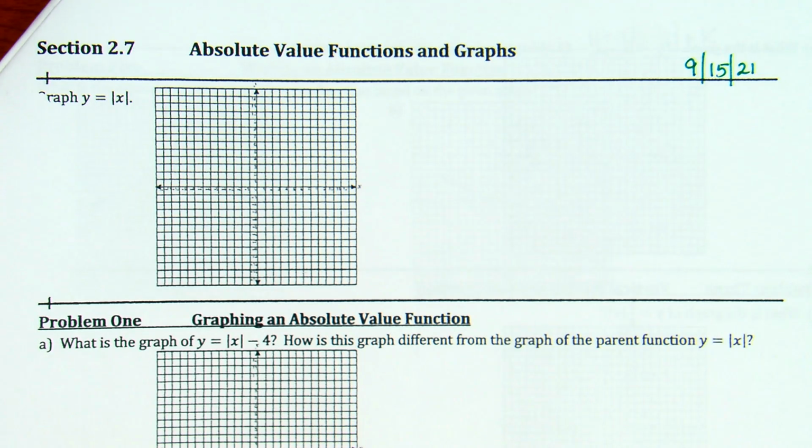So lesson 2.7 is absolute value functions and graphs. So yes, it's graphing. I'll be honest. Once you learn how to do an absolute value graph, though, they are very easy. Okay, we're just doing the basics. The basics are very easy.